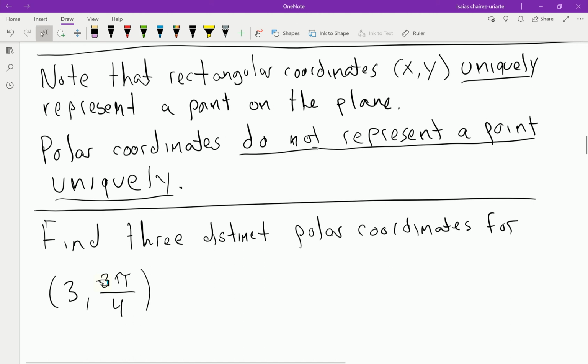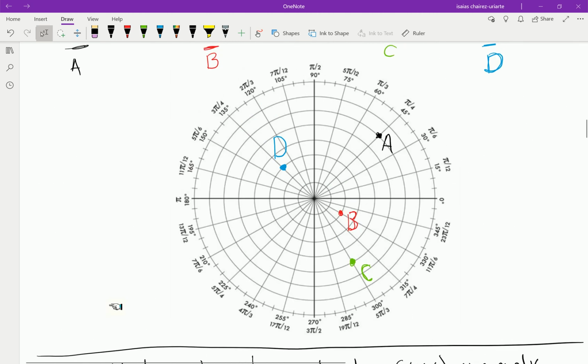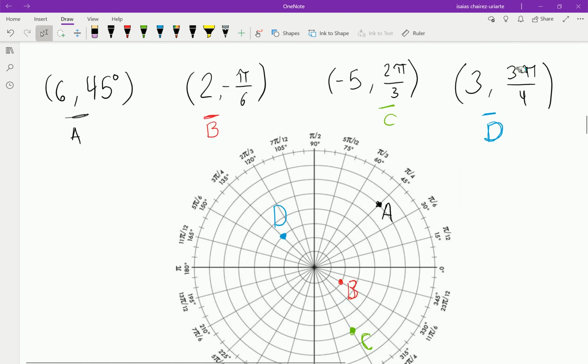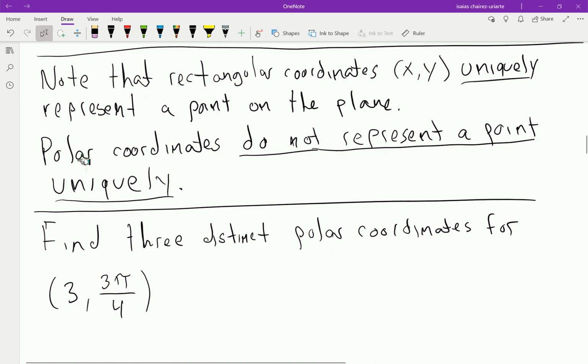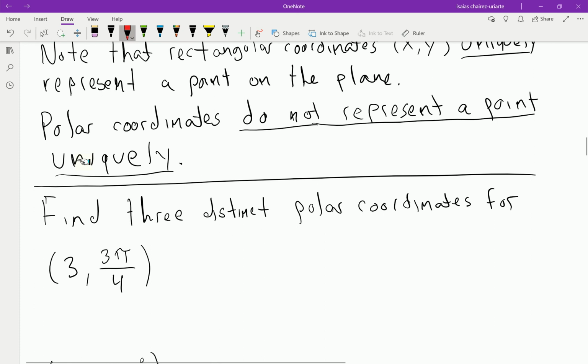This point, (3, 3π/4), we plotted up here. It's the last one, D, the one in blue. In order to plot this point, we go first 3 on the polar axis, and then we go 3π/4. An alternative to this is to go first -3, -1, -2, -3, and then clockwise π/4, or -π/4. So I could say an alternative is (-3, -π/4).